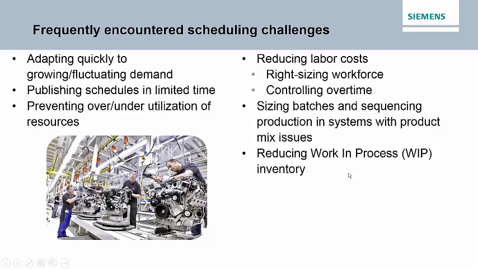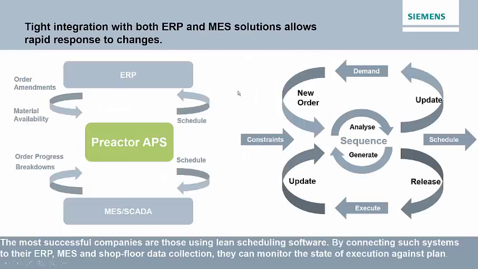There will be less material sitting in buffers, waiting for the workforce to get around to it, waiting for the changeover to complete. So there's a lot of challenges that advanced planning and scheduling can help a facility and help a production control team meet. An advanced planning and scheduling system should integrate tightly with ERP and MES systems, and that's what Preactor does.